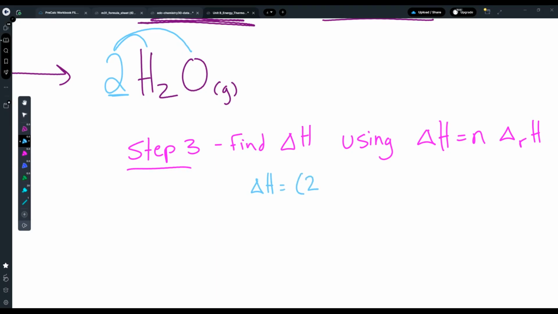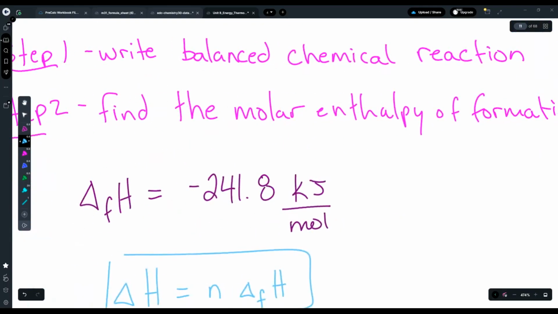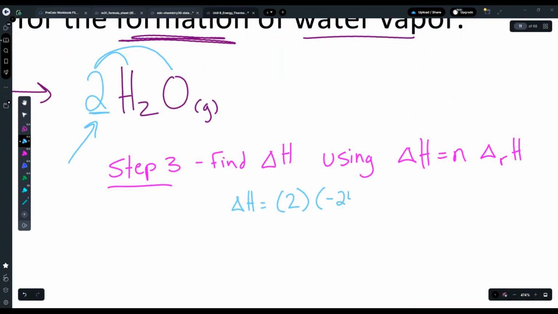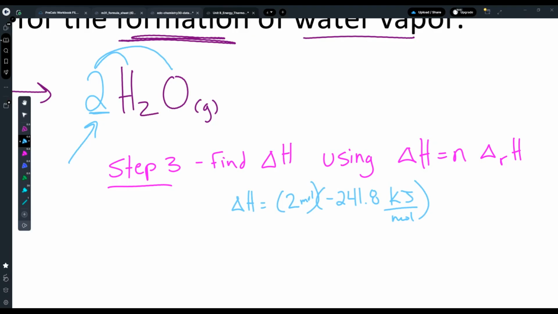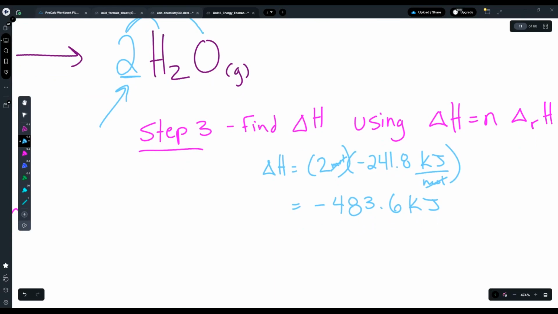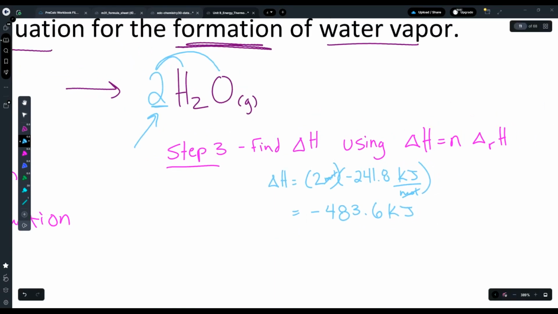So our moles, we have 2 moles of water vapor multiplied by our molar enthalpy of formation for water vapor, which is negative 241.8. Okay, I'm going to write moles in here and this is kilojoules per mole. So that's going to give us negative 483.6 kilojoules because the moles, they're canceling out.